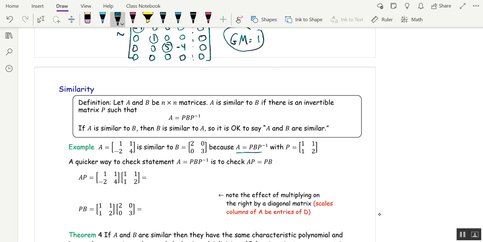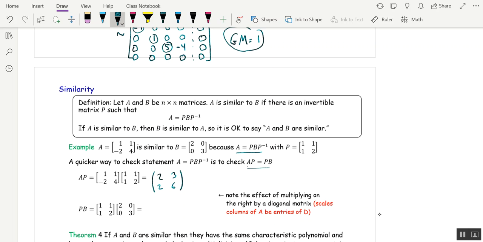Now, the hard way to check that statement is to compute PBP inverse. The easier way is to multiply both sides of this equation on the right by P. That gives you AP is PB. So this is a quick way to check if the two matrices satisfy the similarity requirement. So let's just compute AP, and we get 2, 3, and then 2, 6. That's -2 plus 8, yeah.